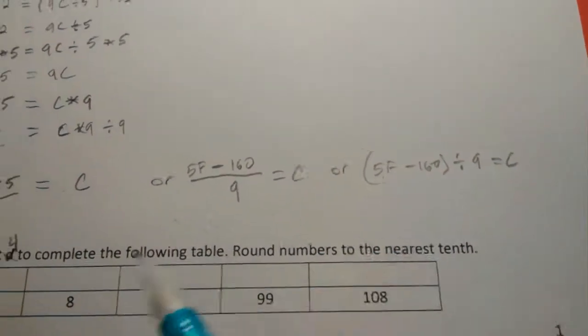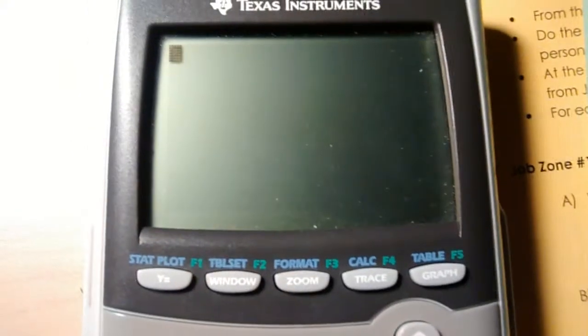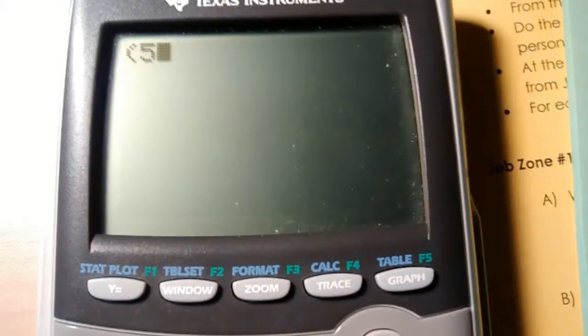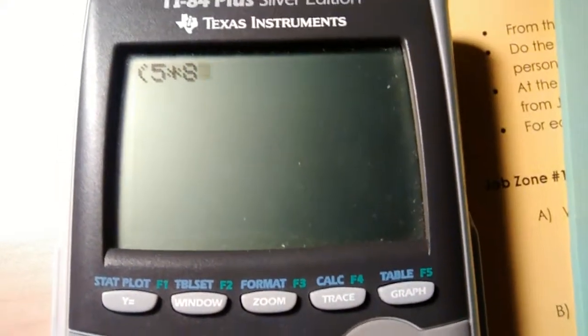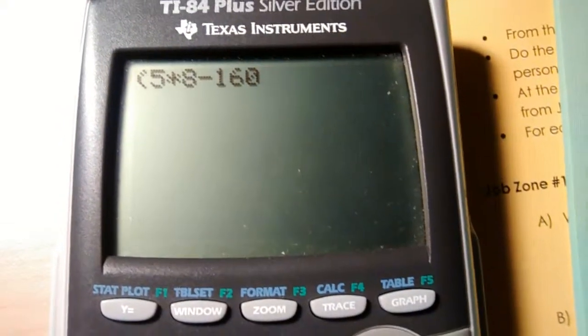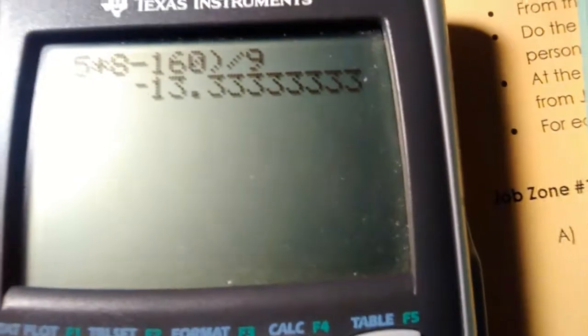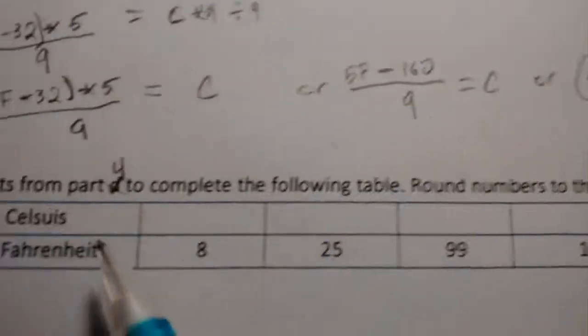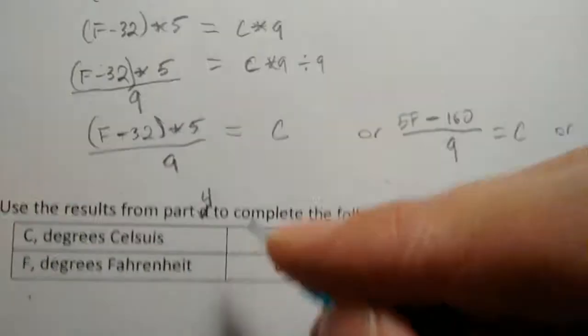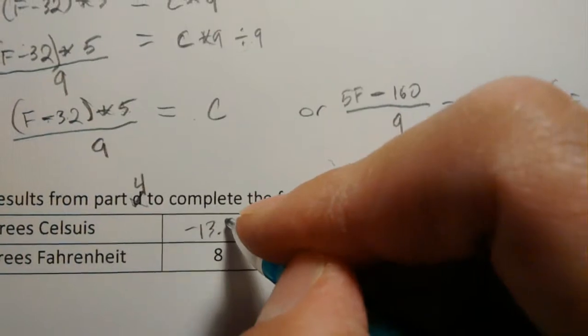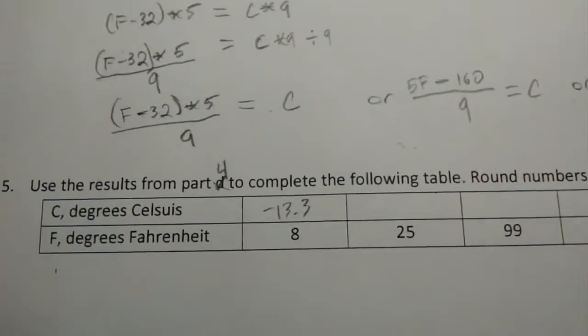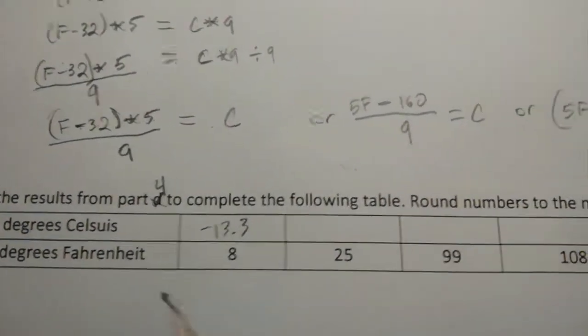So I'm going to replace F with 8 on my calculator. That looks like this: 5 times (8 minus 160), in parentheses, divided by 9. And so an 8-degree Fahrenheit day corresponds to negative 13.3 degrees Celsius. And so you see how easy that is?